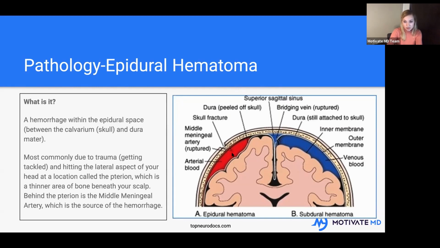As you can see, the red blood, arterial blood, comes from the ruptured MMA, or the middle meningeal artery, between the skull, or the calvarium, which is the bone, and your brain, which is covered by the different layers of the meninges: the dura mater, the arachnoid, and then the pia mater. Good. All right. It's most commonly due to trauma, just like our patient unfortunately getting tackled.